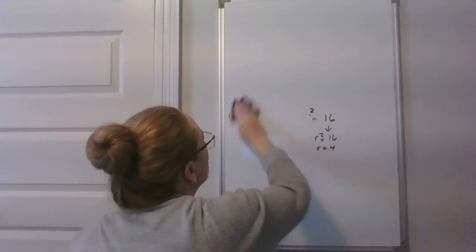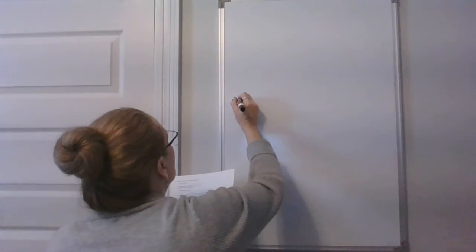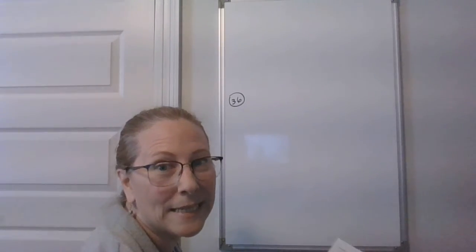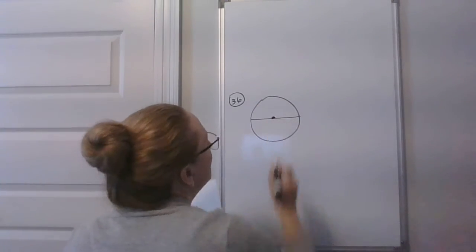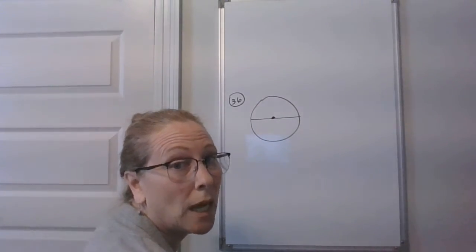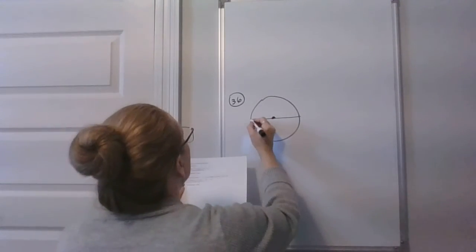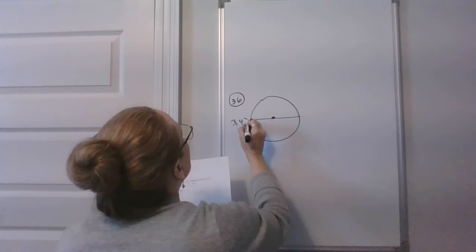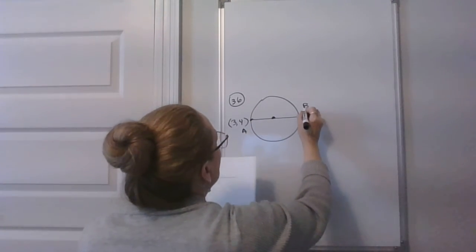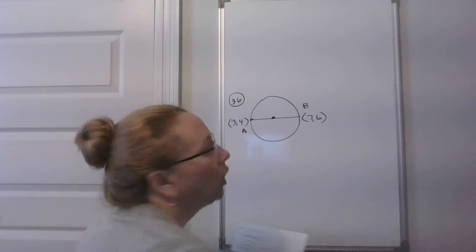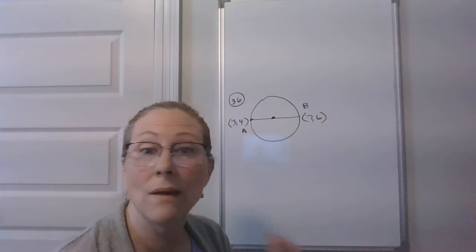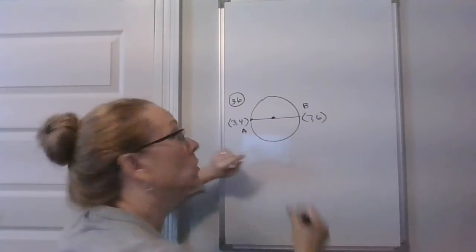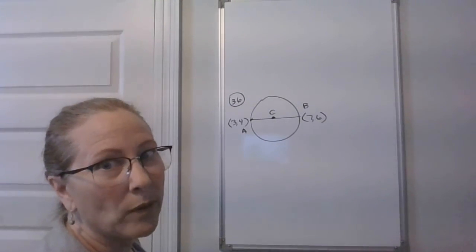Number 36, I would consider the hardest one with the equation of a circle, because you have to use two formulas, midpoint and distance. Yay. So I did not draw this on a coordinate plane. I just drew a sample circle. A is 3, 4, and B is 7, 6. When we're building the equation of a circle, we need two things. We need the center and we need the radius. We don't have either. However, we can find the center, we'll call that C, if we use the midpoint formula.